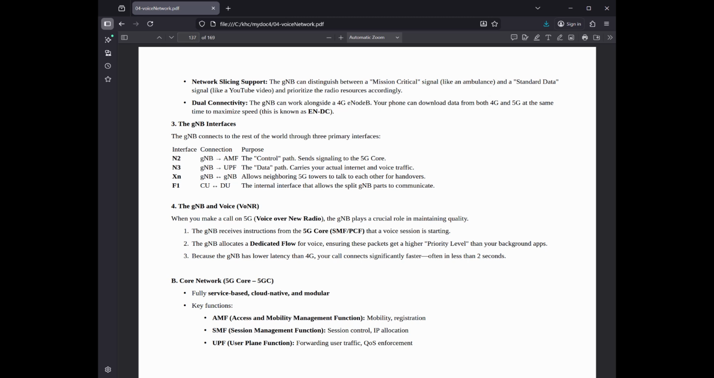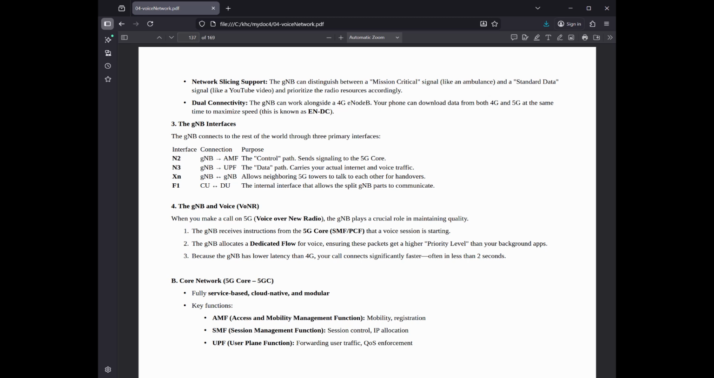3. The gNB interfaces. The gNB connects to the rest of the world through 3 primary interfaces. Interface, connection, purpose. N2, gNB to AMF, the control path. Sends signaling to the 5G core. N3, gNB to UPF, the data path. Carries your actual internet and voice traffic. Xn, gNB to gNB, allows neighboring 5G towers to talk to each other for handovers. F1, CU to DU, the internal interface that allows the split gNB parts to communicate.